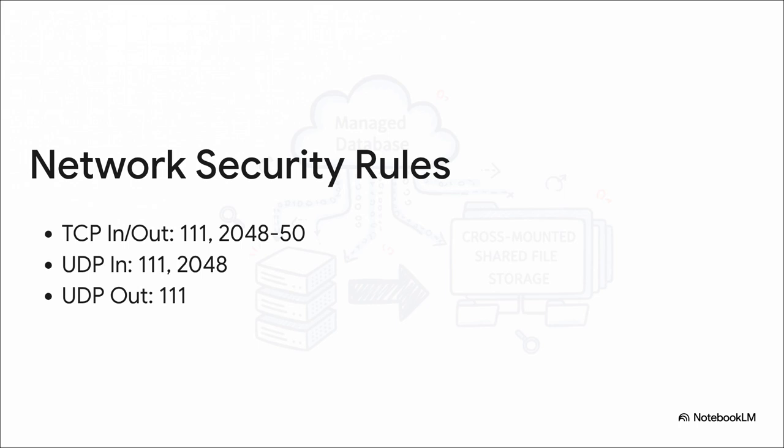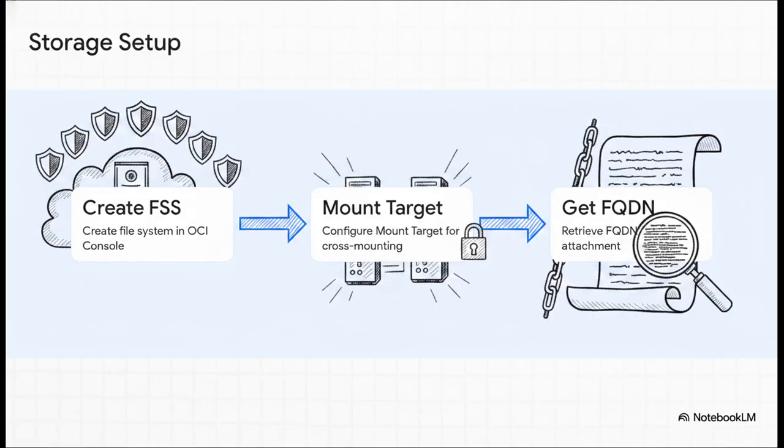For TCP, you need ports 111, 2048, 2049, and 2050 open both ways. For UDP, 111 and 2048 for ingress, and just 111 for egress. Seriously, do not skip this. We've all felt the soul-crushing pain of staring at a connection timeout for 3 hours only to realize, oops, I forgot a single UDP port. Save yourself the misery. Okay, once your network security rules are bulletproof, head over to the OCI console. Under Storage, you'll provision your capacity-on-demand file system.